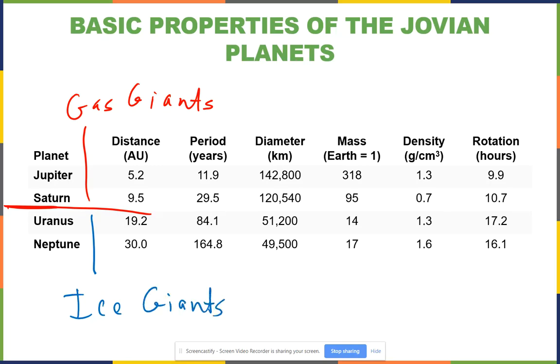Uranus and Neptune are the ice giants. So now, if anyone asks, but where are the ice giants? You're right. They're out there. They're somewhere between 20 and 30 astronomical units away. But they're not far.